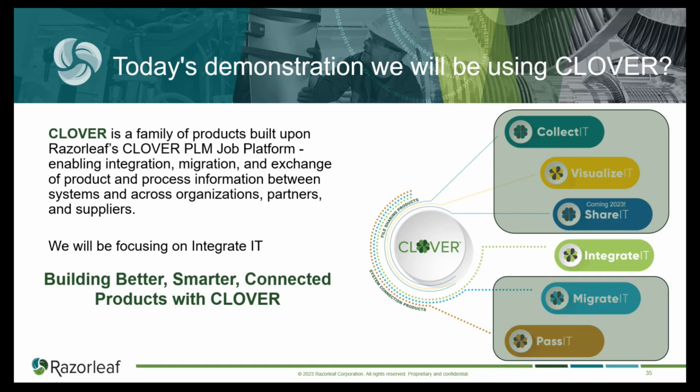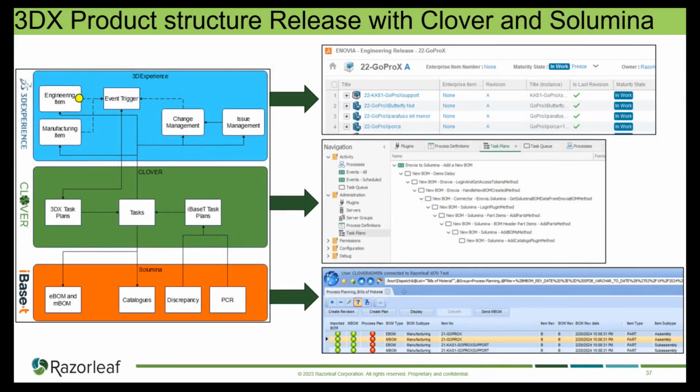Today, we're using Razorleaf's Clover platform, and one of the applications inside of there is called Integrate It. We'll be focusing on that for our demonstration. We will see the flow of events from 3DX to Clover. We'll see that from an engineering item, an event is triggered. It sends a task plan to Clover. Clover launches tasks. And from the task, all the EBOM, NBOM is created in Solumina, and all the files are created as catalogs in Solumina as well.